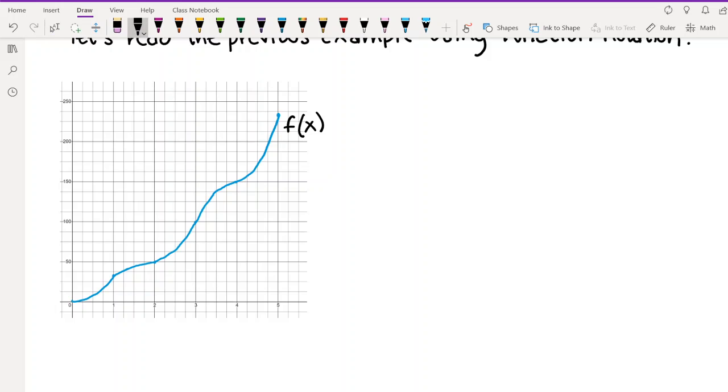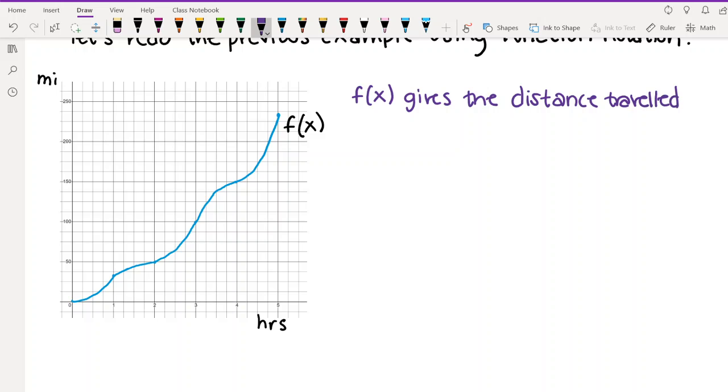Well, the x-axis represents the number of hours that have passed after 12 p.m. Remember, we started driving at noon. So 1 hour would be 1 p.m., 2 hours is 2 p.m., etc. And then the y-axis is the number of miles that have been traveled. So let me write this out in words: f of x is a function that gives the distance traveled after x hours of driving.